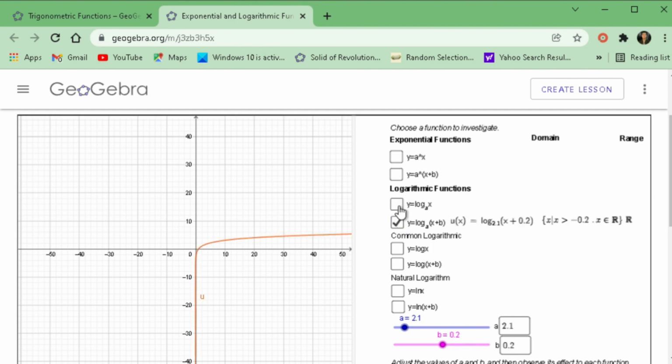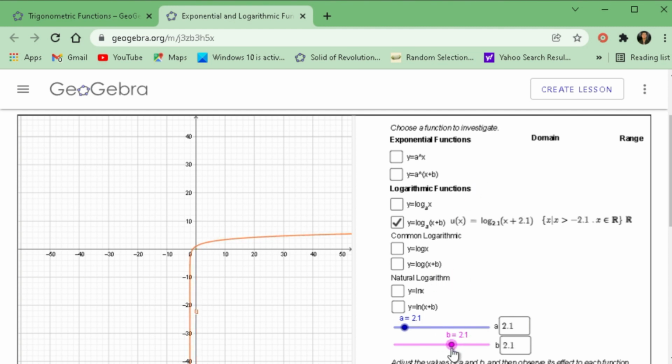What if we add another element, b? Saan natin i-add yung b na yan? Dito, sa x. So, x plus 0.2. Galing sa b yung 0.2. Yung 2.1 ay galing sa a, still our base. So, by the way, base ang tawag natin sa kanya. The relationship of the exponential function and logarithmic functions are explained in your module.